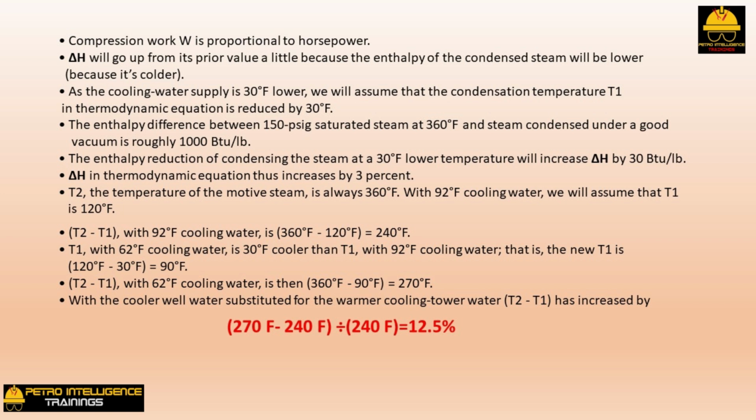With the cooler well water substituted for the warmer cooling tower water, T2 minus T1 has increased by 270 degrees Fahrenheit minus 240 degrees Fahrenheit, divided by 240 F, equals 12.5%. Combining the delta H effect of 3% with the larger T2 minus T1 effect of 12.5% in the thermodynamic equation results in a compression horsepower increase of 16%, or about 11,600 brake horsepower total.